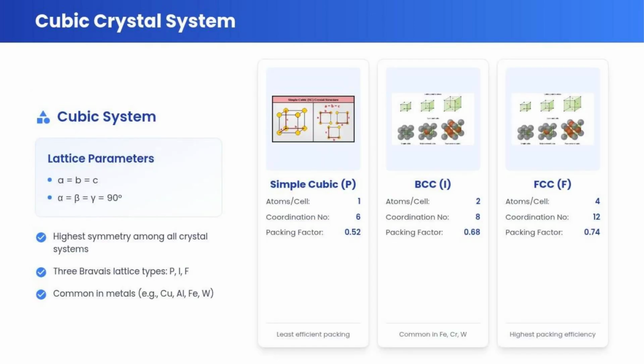The cubic system is the most symmetric and is very common in engineering metals. It consists of 3 types. The simple cubic lattice has 1 atom per cell and a packing factor of 0.52. The body-centered cubic, or BCC, has 2 atoms per cell and a packing factor of 0.68. This is found in metals like iron. The face-centered cubic, or FCC, is the most efficient, with 4 atoms per cell and a packing factor of 0.74. Copper and aluminum are classic examples of FCC structures. Image comparing simple cubic, body-centered cubic, BCC, and face-centered cubic, FCC, unit cells.